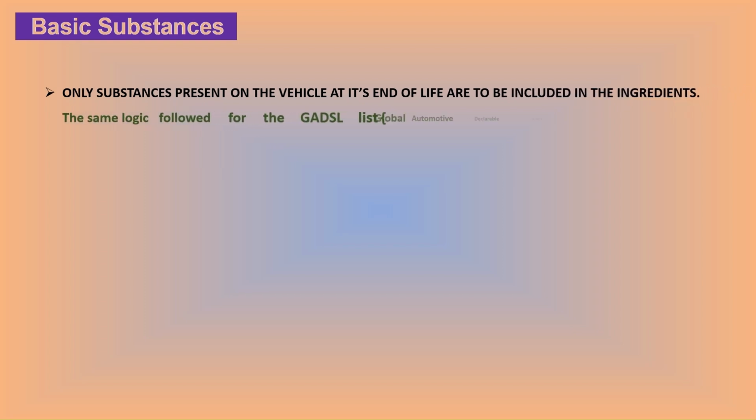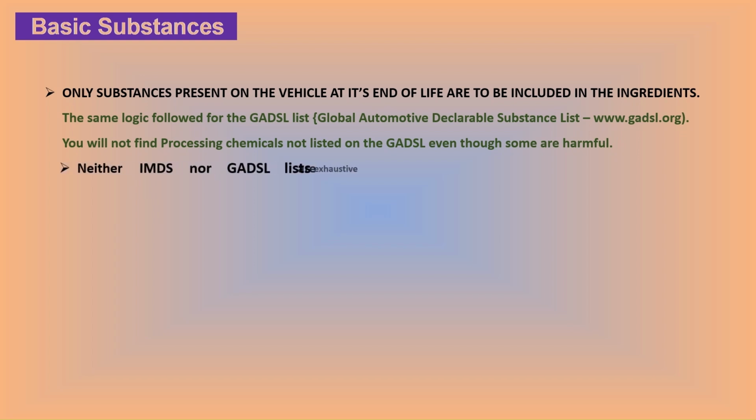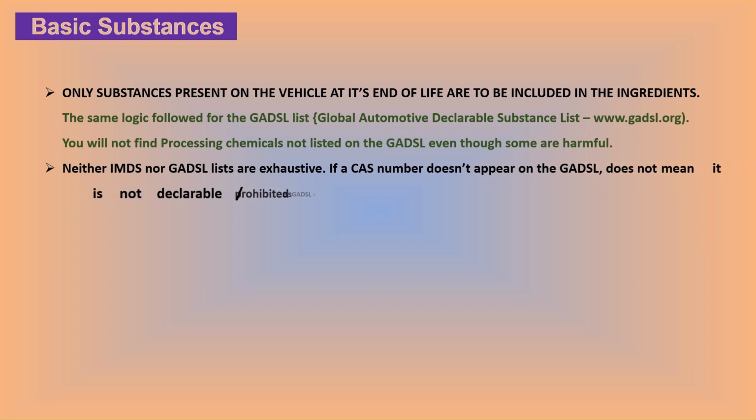Only substances present on the vehicle at its end of life are to be included in the ingredients. The same logic is followed for the GADSL, Global Automotive Declarable Substance List. Processing chemicals are not listed on the GADSL even though some are harmful. Neither the IMDS nor the GADSL lists are exhaustive. If a CAS number doesn't appear on the GADSL, it does not mean it is not declarable or prohibited, as the GADSL is just the category or reference list.